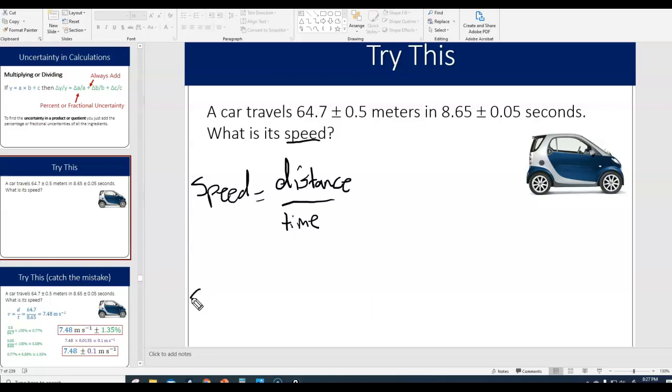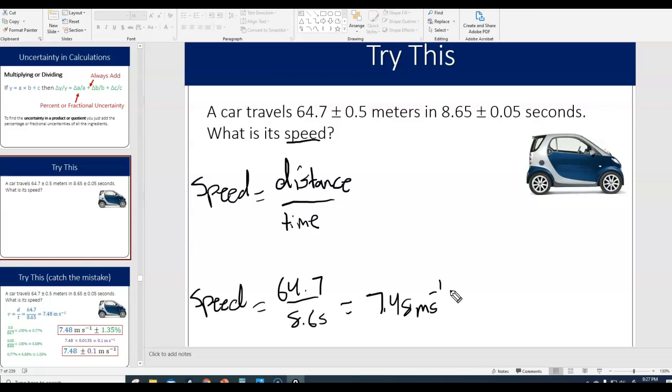So let's say we know the distance and we know the time, and we're asked to find the speed. Of course, we can easily divide 64.7 over 8.65. Let me just type that into my calculator. So 64.7 divided by 8.65, we get that the speed is 7.48, and that's meters per second. But what about the uncertainties? Well, remember, the rule is that when you multiply or divide, you add the percent uncertainties.